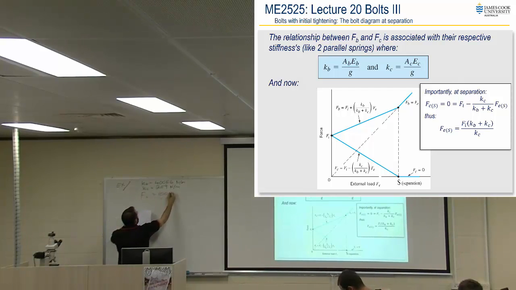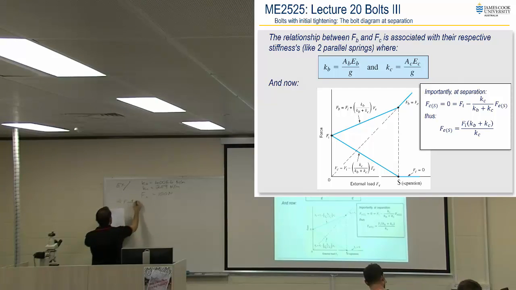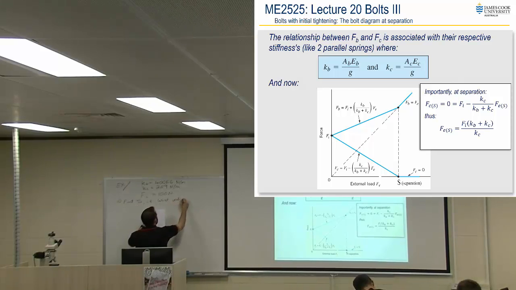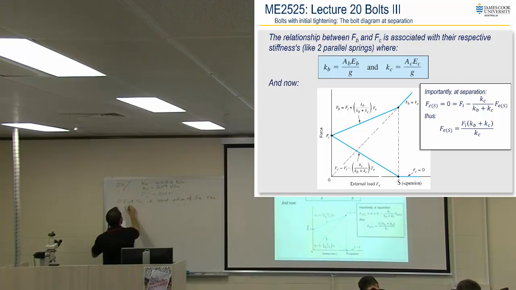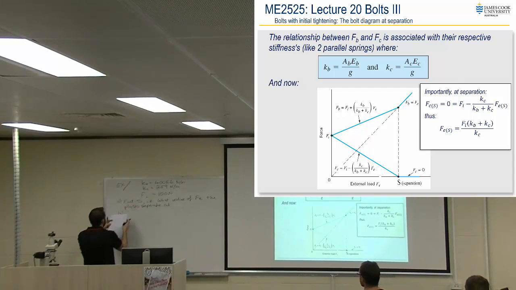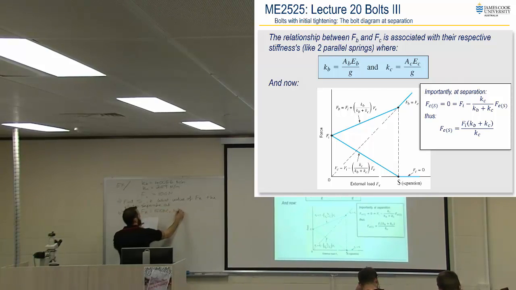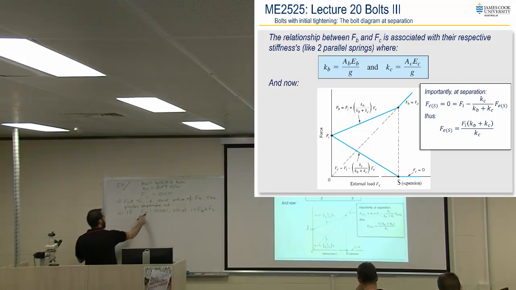FI, let's say we have 100 newtons initially, and we're going to do three things. The first thing you're going to do is find S. I've given you an equation for it. Well, that's Fe at S. Second thing, if Fe equals 50 newtons, what is Fb and Fc? So calculate the values of Fb and Fc when Fe equals 50 newtons.